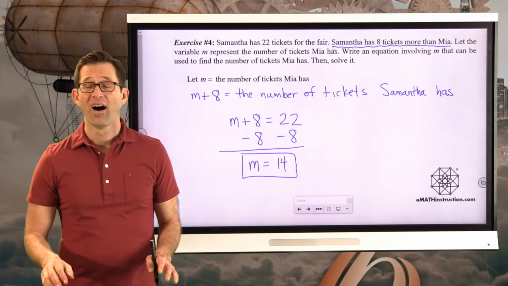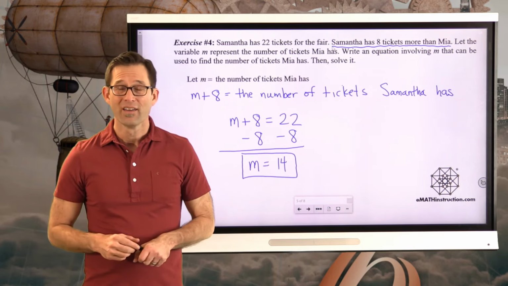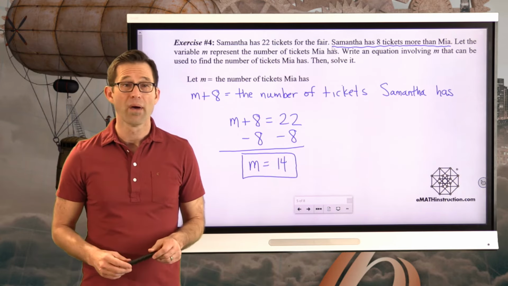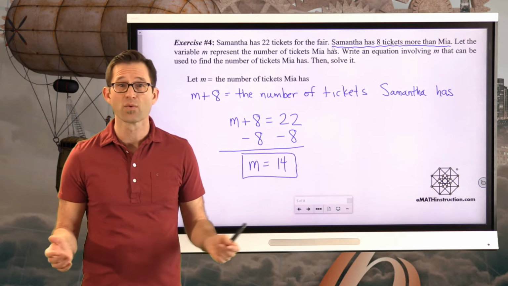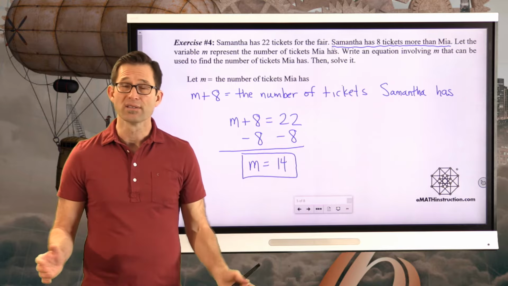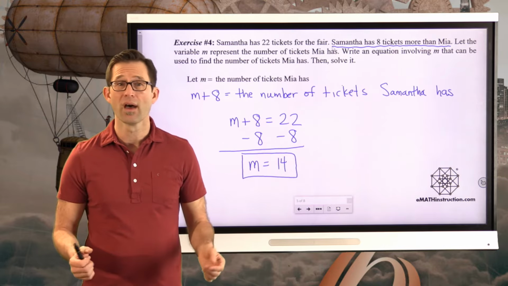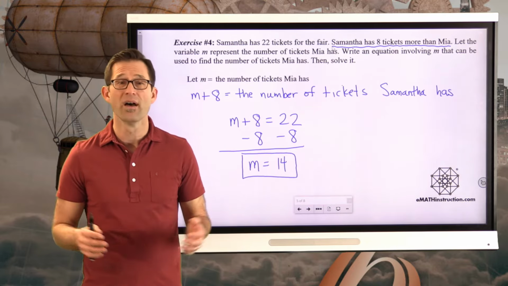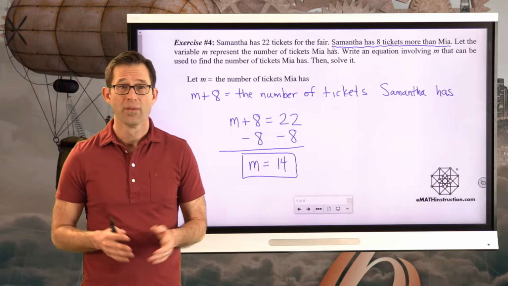Now again, I want to be very clear. You could have easily been given this problem back in 2nd grade, right? Samantha has 22 tickets. She has 8 tickets more than Mia. How many does Mia have? Oh, 22 minus 8, Mia has 14 tickets, right?